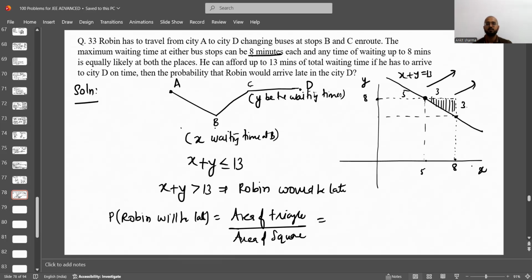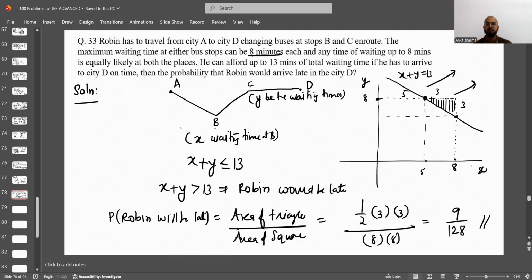So the area of the triangle is going to be what? Half into base into height over the area of the square, which will be 8 into 8. This turns out to be 64. So 3 into 3 is 9 over 64 into 2 is 128. So the answer would be 9 over 128. This is the probability that Robin will be late in the city D.